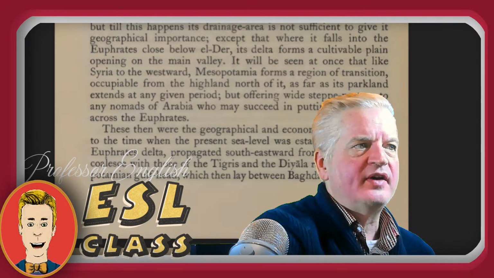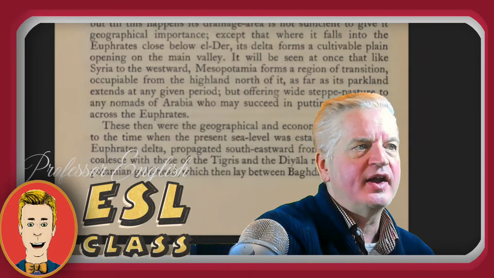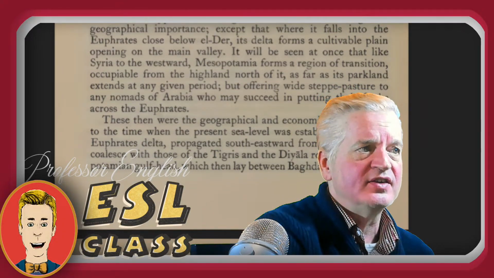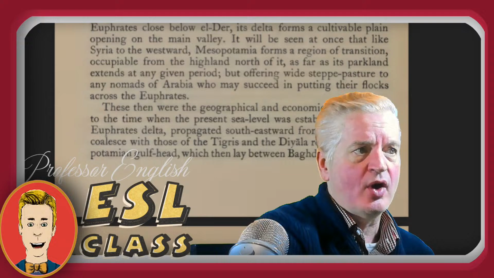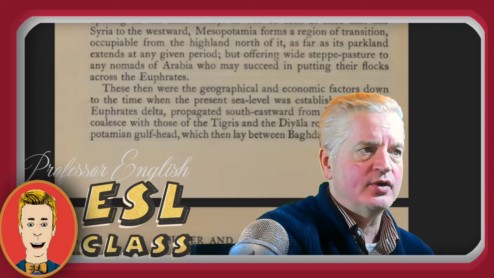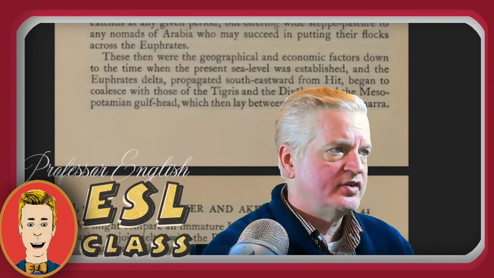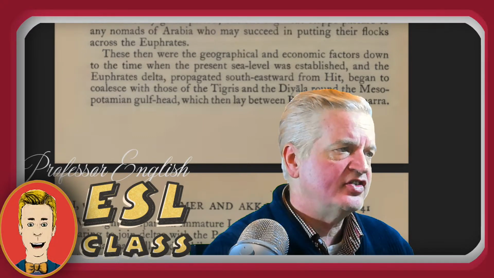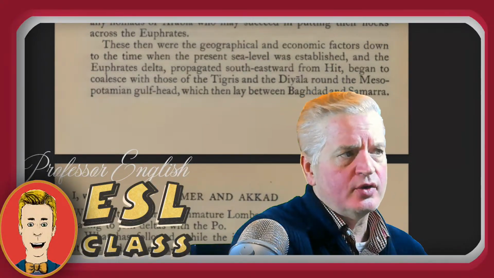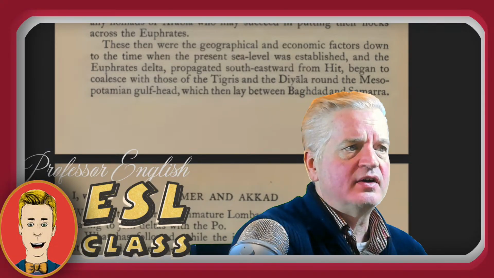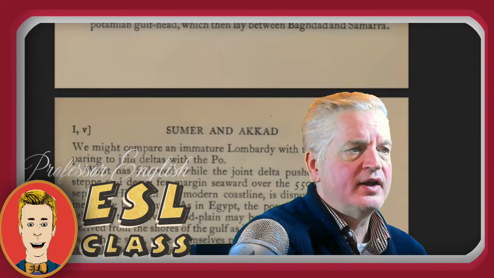It will be seen at once that, like Syria to the westward, Mesopotamia forms a region of transition, occupiable from the highland north of it as far as its parkland extends at any given period, but offering wide steppe pasture to any nomads of Arabia who may succeed in putting their flocks across the Euphrates. These then were the geographical and economic factors down to the time when the present sea level was established and the Euphrates delta propagated southeastward from Hit began to coalesce with those of the Tigris and the Diyala round the Mesopotamian Gulf head, which then lay between Baghdad and Samarra.